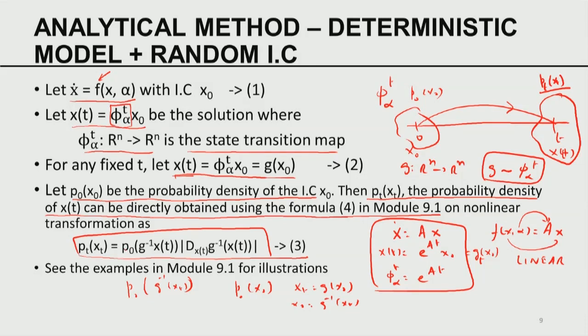So, p naught evaluated at g inverse of x of t times what is the multiplying factor? It is the determinant of the Jacobian, d x of g inverse of x. So, g is a function, g inverse is a function, and the Jacobian of that function is a matrix. The determinant of that Jacobian is called the magnification factor. This result is very well known in probability literature. So, I can compute the distribution of a random variable of the solution at time t in terms of the initial distribution and the magnification factor.